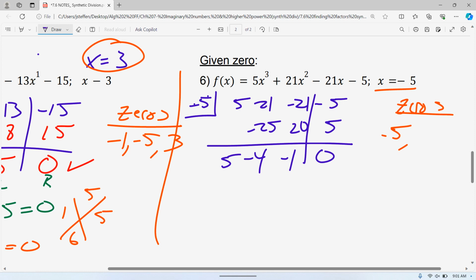Again, we need 0 as a remainder because I told you it was a 0. So that's what gets you that 0 remainder. You know that should happen.